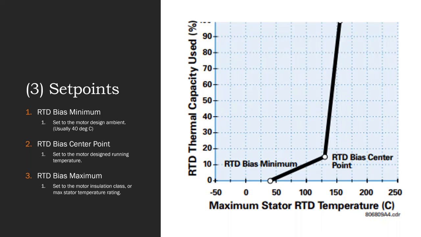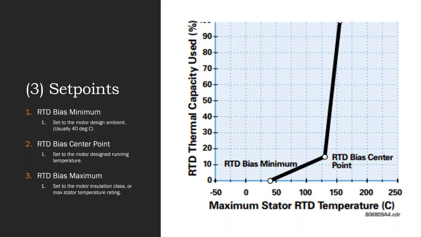Okay. And you'll notice that on our chart here, if you look at the 40 degrees C, that corresponds to an RTD thermal capacity used of 0. So what this tells us is if the RTDs read 40 degrees C, it's going to force the RTD thermal capacity used to 0.